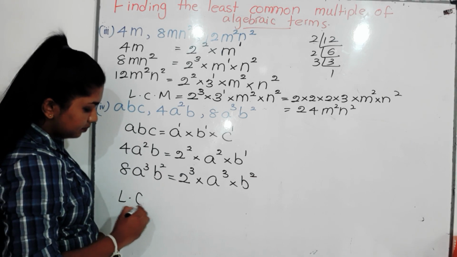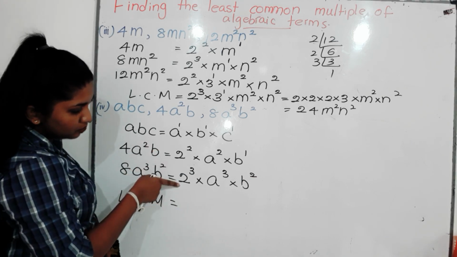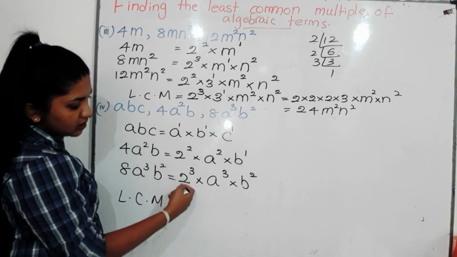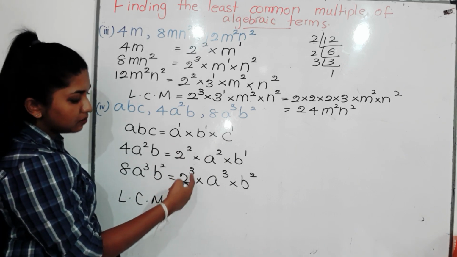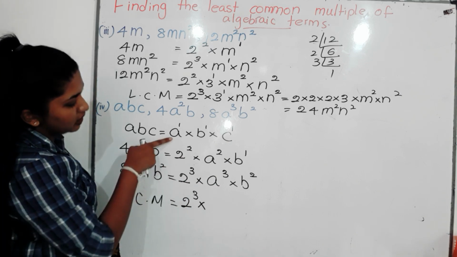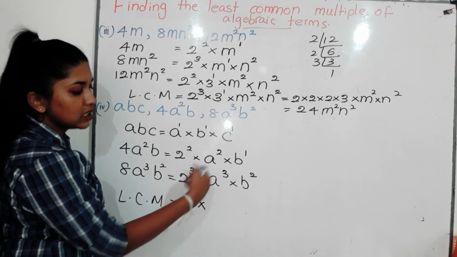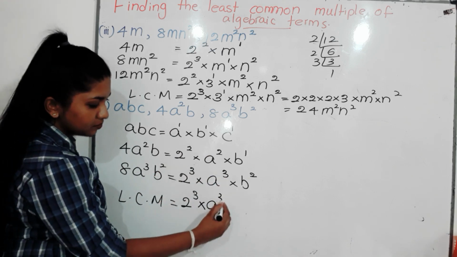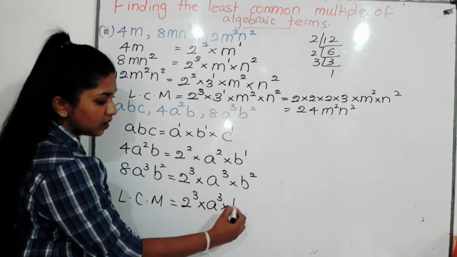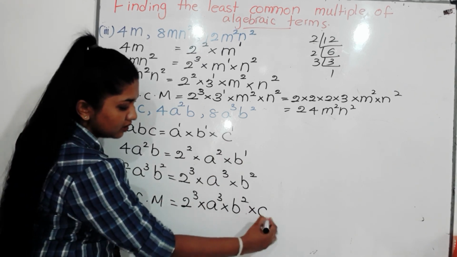Then what are the distinct factors? 2, a, b and c. Then what is the largest power of 2? The largest power of 2 is 2 to the power 3. Then a to the power 1, a to the power 2, a to the power 3. So the largest power is a to the power 3. Then b to the power 1, b to the power 1, b to the power 2, the largest one is b to the power 2. Then c, only one c.